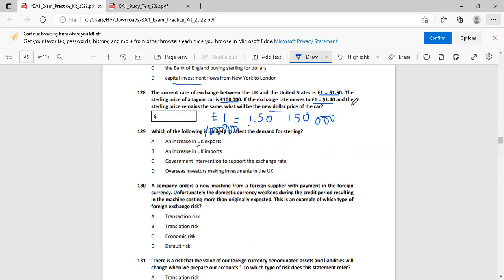See, when it has fallen down, £1 is equal to 1.4 US dollars. So the price of the car is the same, £100,000. To take £100,000 is equal to what in terms of US dollars? So the answer should be $140,000. 100 into 1.4 is 140.